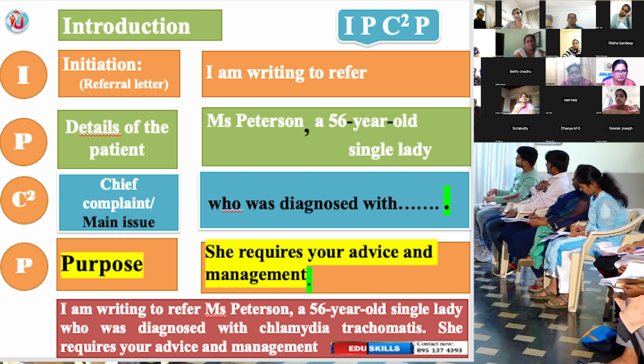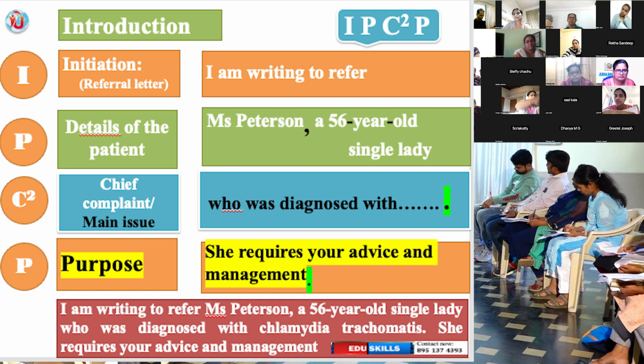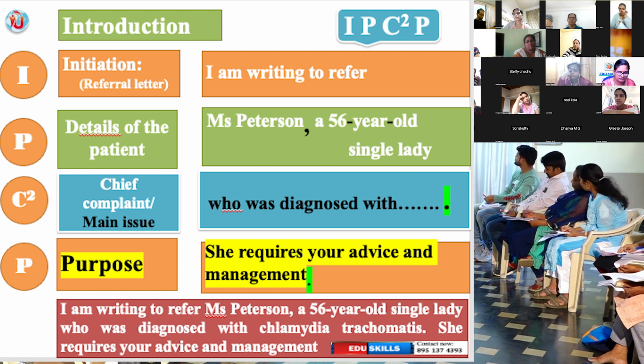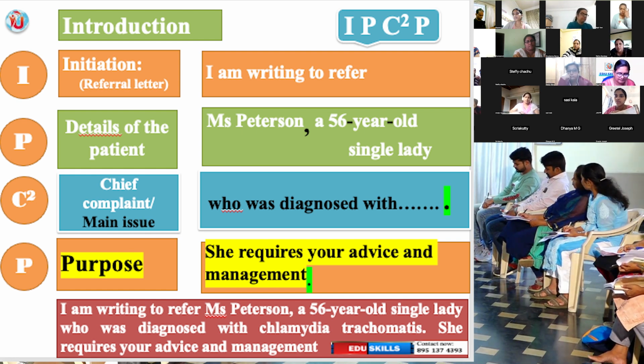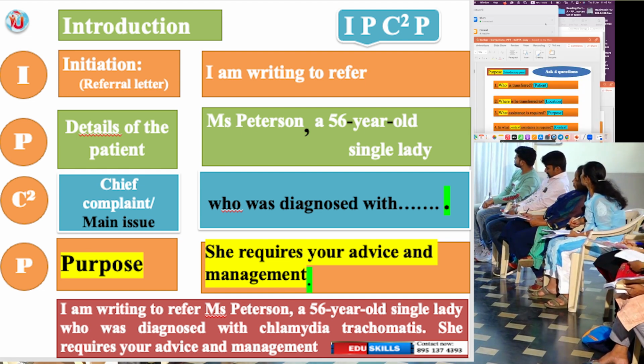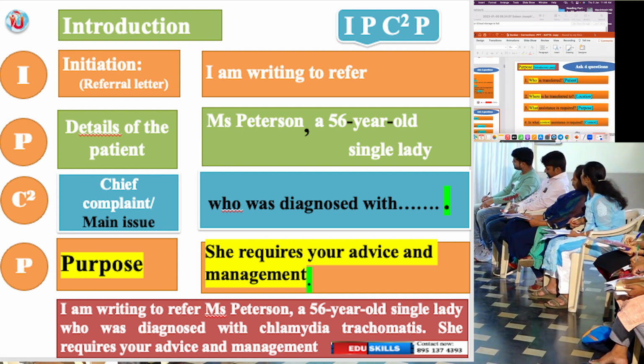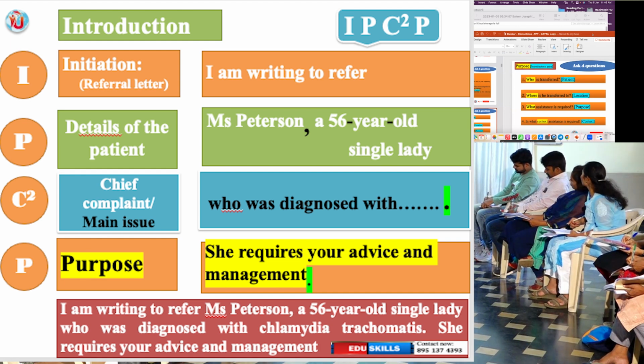Initiation: for a referral letter, it means "I am writing to refer". That is one of the ways; there are so many ways you can write. Details of the patient: Miss Peterson, comma. See another model here: 56-year-old single lady. Why have I highlighted this? After 56 and the hyphen, no space. After the hyphen and "year", no space. And after "year", before the hyphen, there is no space. And no comma. After "Miss", no full stop.